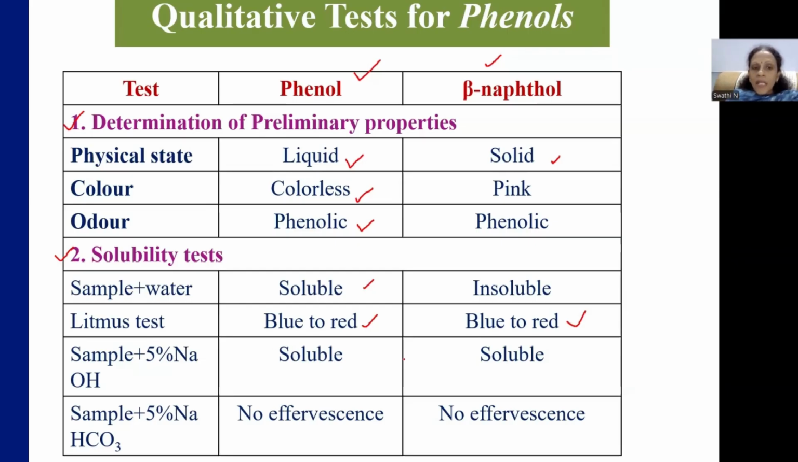Both phenol and beta-naphthol are soluble in 5% sodium hydroxide. Now, when a sample containing phenol or beta-naphthol is added to 5% sodium bicarbonate solution, there will not be any effervescence. This indicates that the compound is acidic, but it is not a carboxylic acid and it is phenolic in nature. That is how the phenolic nature can first be identified, based on a combination of litmus and sodium bicarbonate tests.